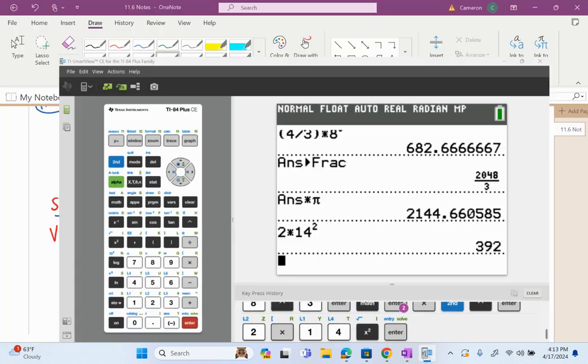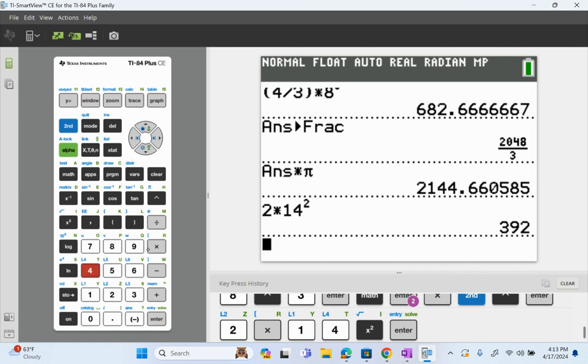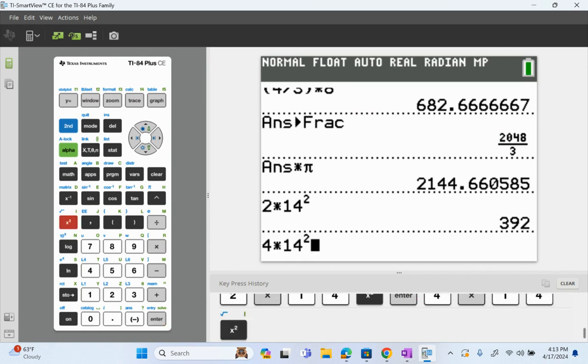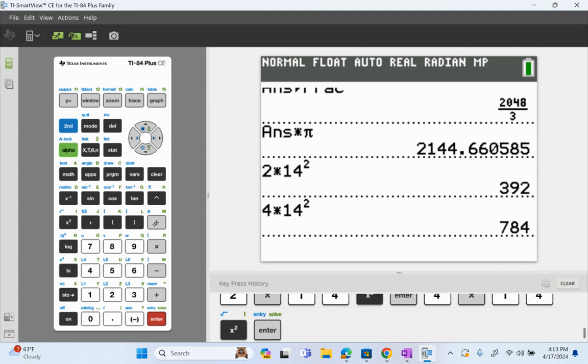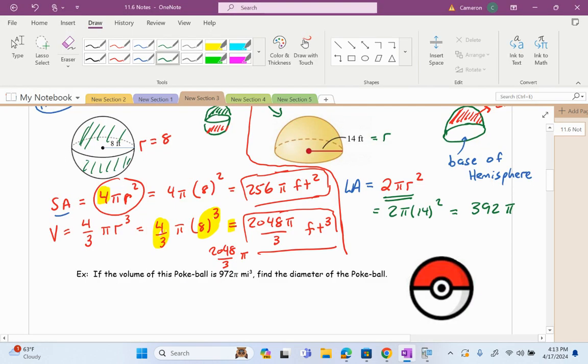And I get 392 pi. Using the other approach I mentioned, if you did 4 pi r squared, you'd have 4 times 14 squared. So this would be the surface area of the whole sphere. And then you got to divide your answer by 2. Cut it in half, you get 392. Stick a pi next to it.